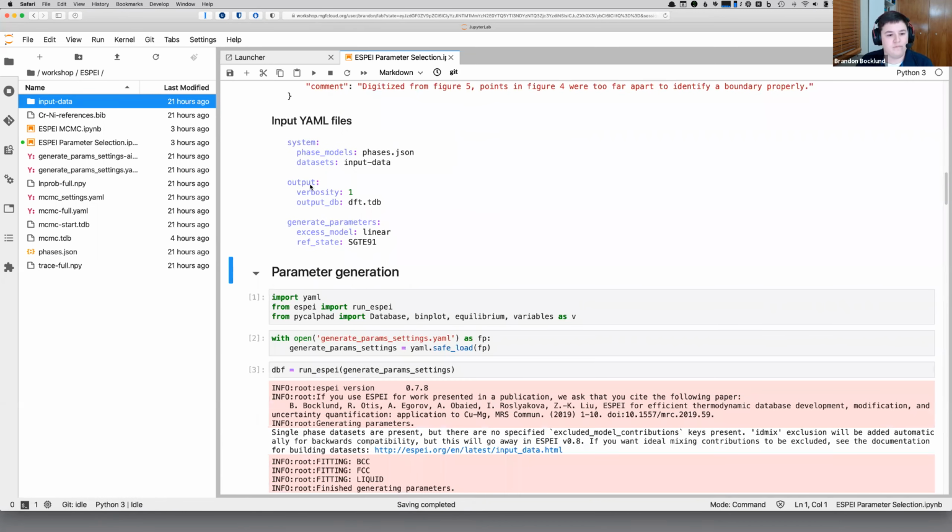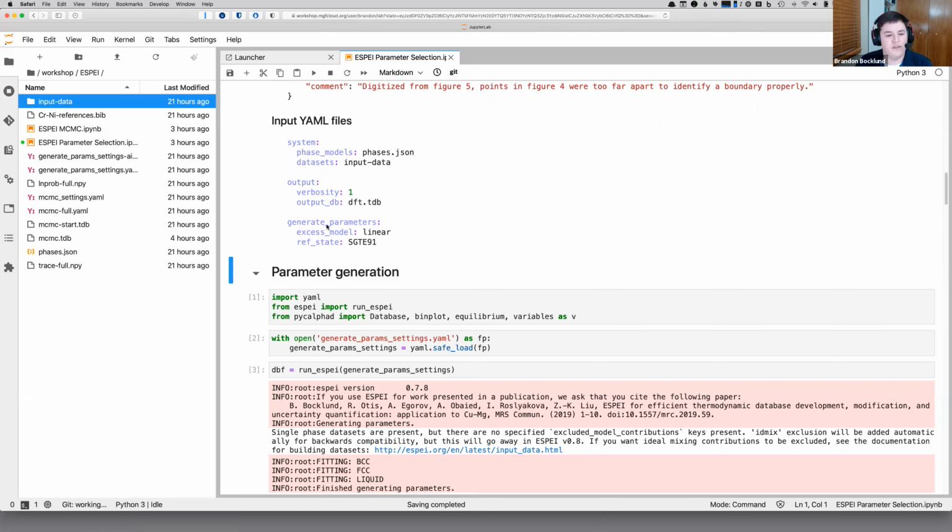Then we have this output verbosity, so you can control how much information ESPEI will give you as you're using it, and then the output DB, which is the name of the output database that we will create. To actually run the parameter generation, all you have to do is add this generate parameters key here. These YAML files, I didn't mention, are also just key value mappings. They're just a little more human readable than the JSON, which is why we use the YAML.